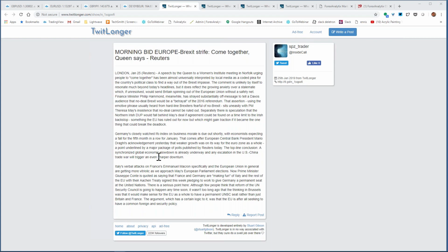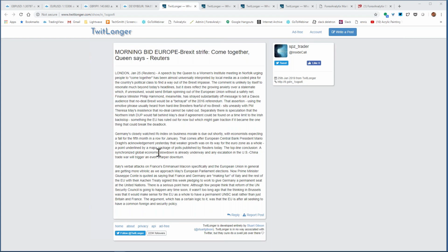Well, Draghi made his point that he saw that that wasn't going to happen and that they're going to find a way out of it. And boy, I never saw Draghi put such a positive spin on data and circumstances across the board. It does say Italy's verbal attacks on Emmanuel Macron specifically and the European Union in general are getting more vitriolic as we approach May's European parliamentary elections.